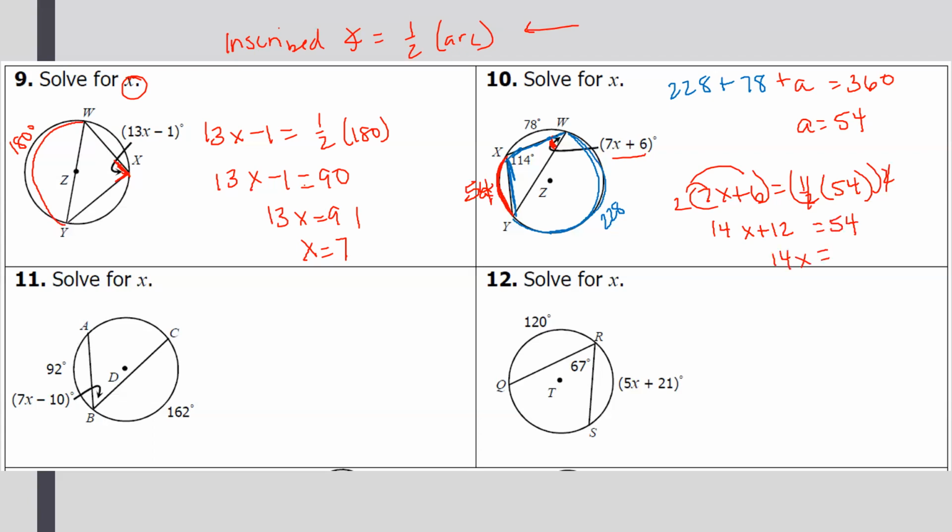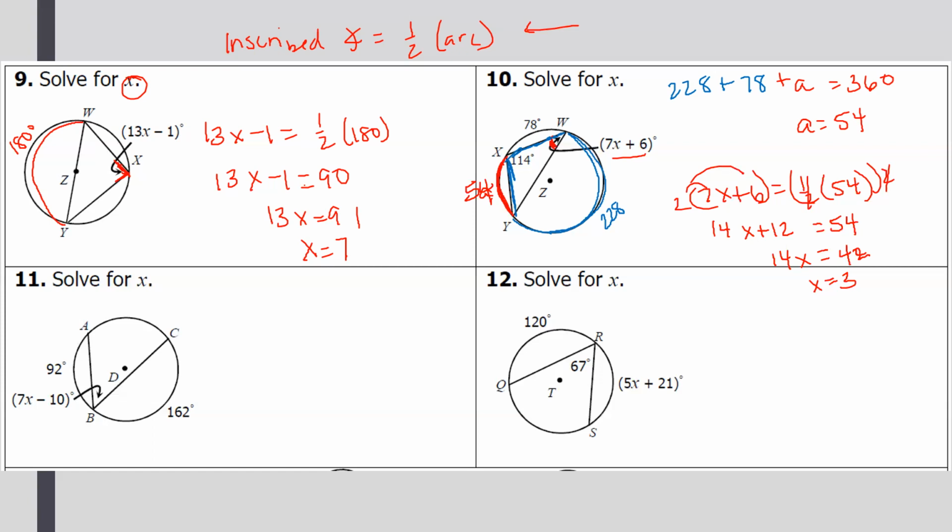Subtract 12 from both sides, 42. Divide by 14, and x equals 3. If you solved it slightly differently algebraically, you still get x equals 3, and that's fine. But this one, we had to find the missing arc first, and then use that for our equation.